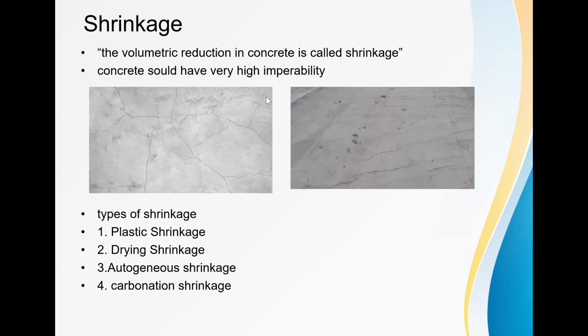Next, what do you mean by shrinkage? Shrinkage is the volumetric reduction of the concrete. The concrete should have very high impermeability in nature. Then what types of shrinkage are there, that cause this volumetric reduction in the concrete? There are four different types of shrinkage. One is plastic shrinkage. Second is drying shrinkage. Third is autogenous shrinkage. And the fourth is carbonation shrinkage.